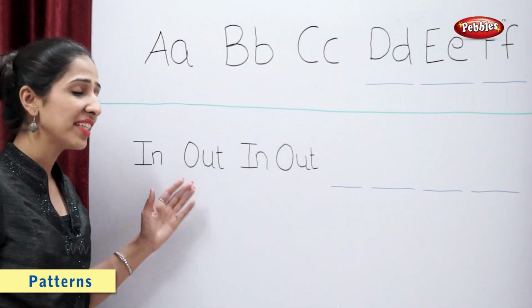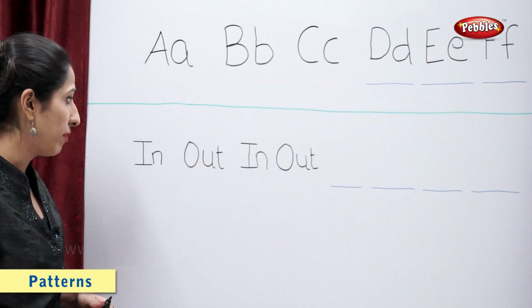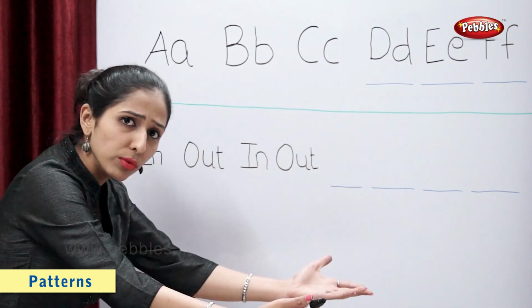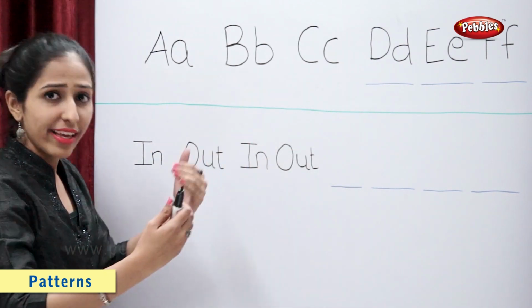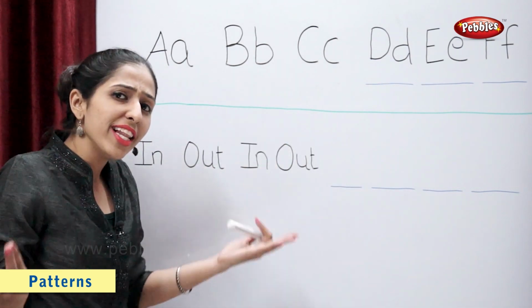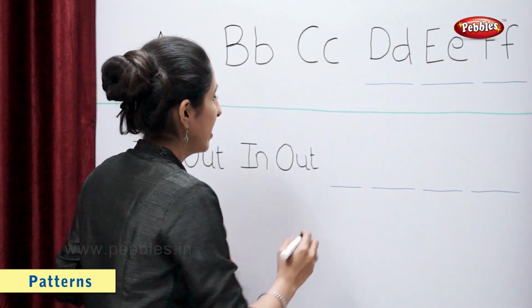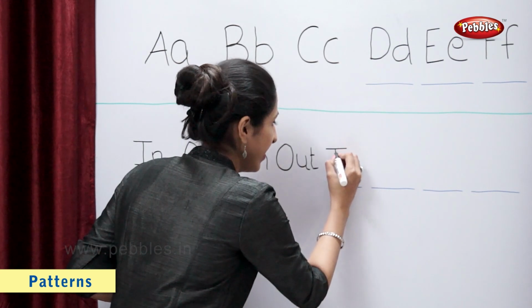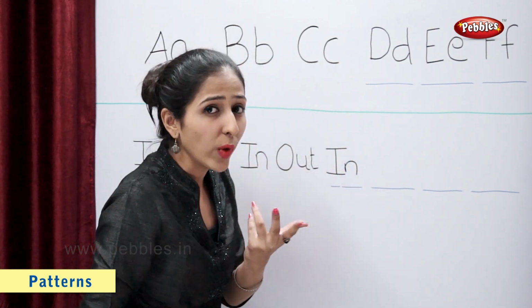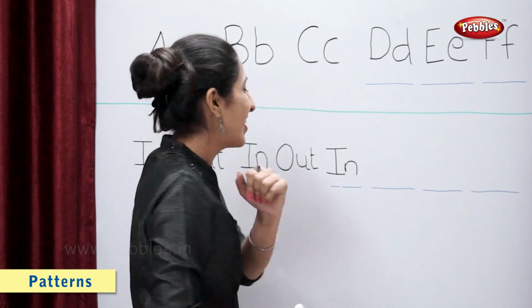Now, let's take this example. Here we have in, out, in, out. So, let's repeat this. In. What next? Out.